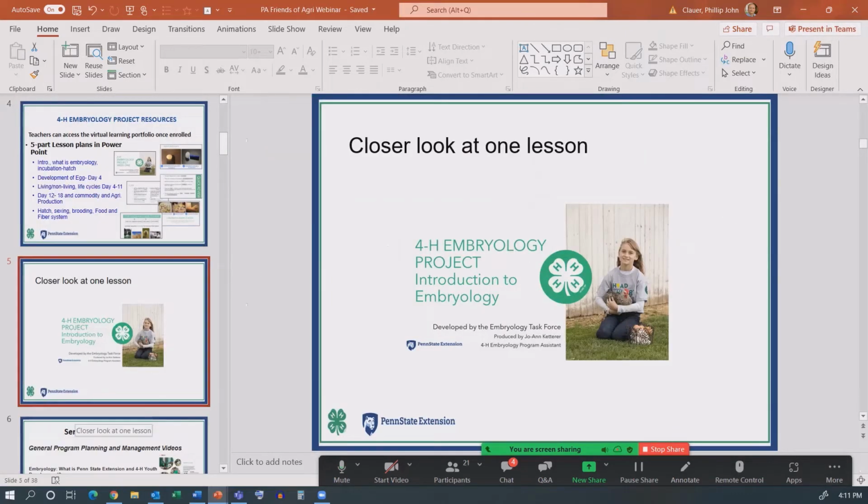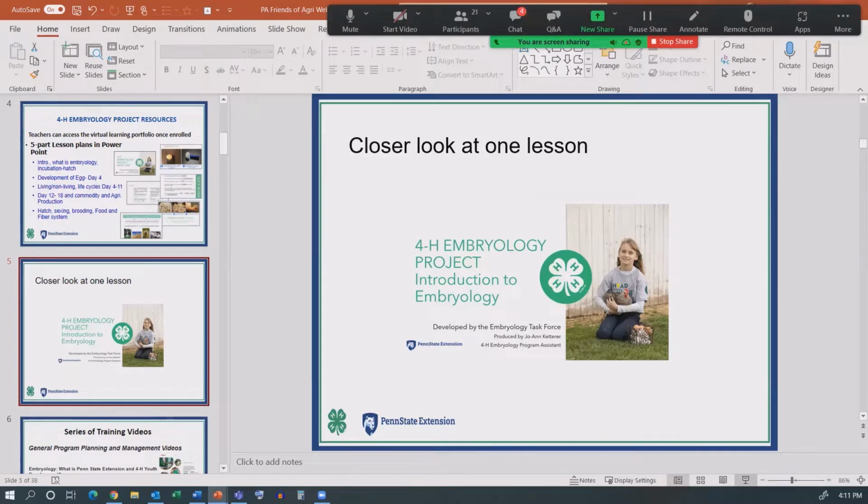Now I'll go back to our PowerPoint that we're doing. I got to move this thing. There we go. It's blocking my, there you go.